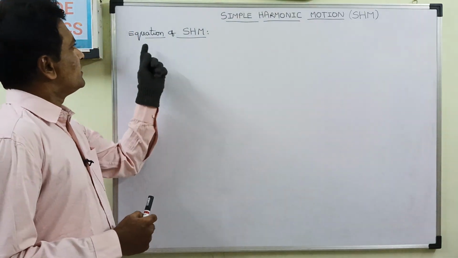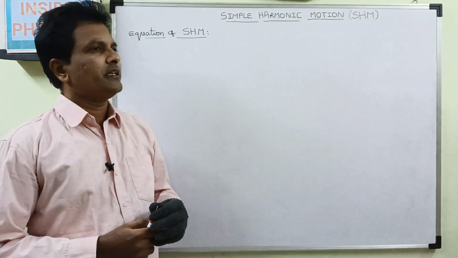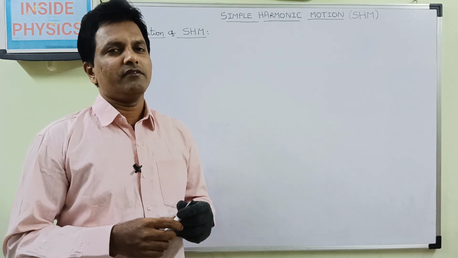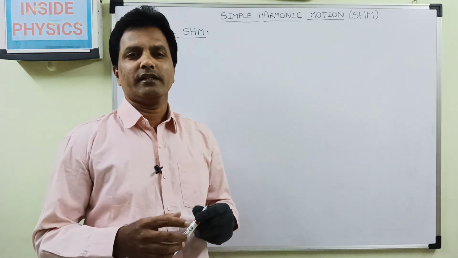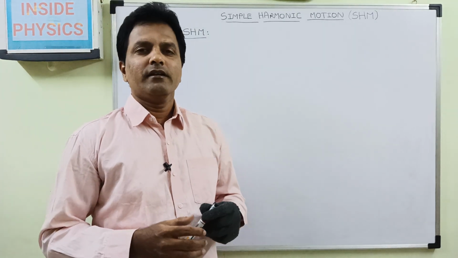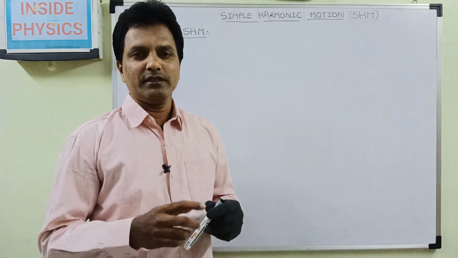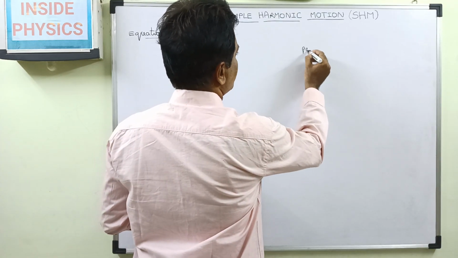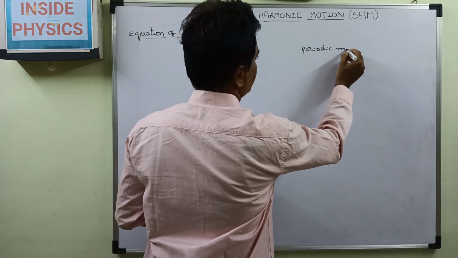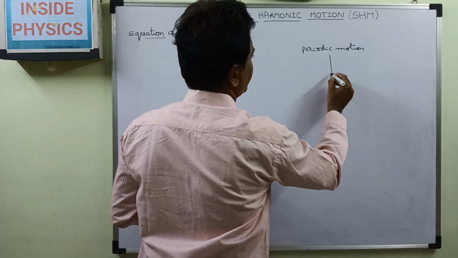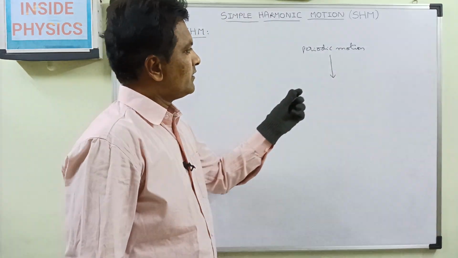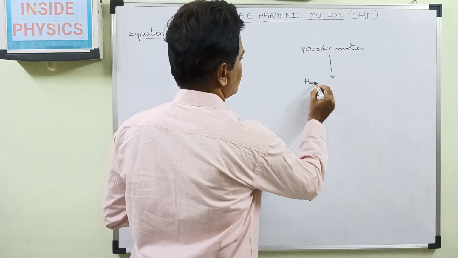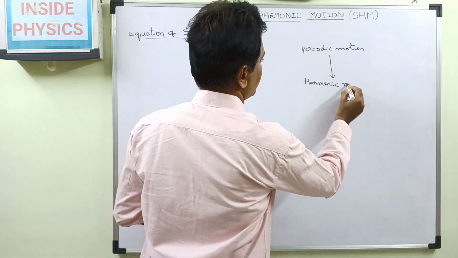Any motion which is periodic, that means which repeats at regular intervals of time, is called periodic motion. Any periodic motion which is according to the sinusoidal law, that means according to a sine curve, is called harmonic motion. If the motion is following the sine curve, then it can be said to be a harmonic motion.